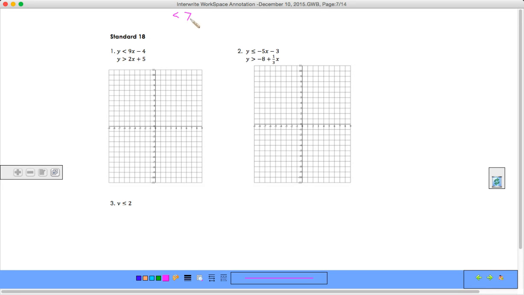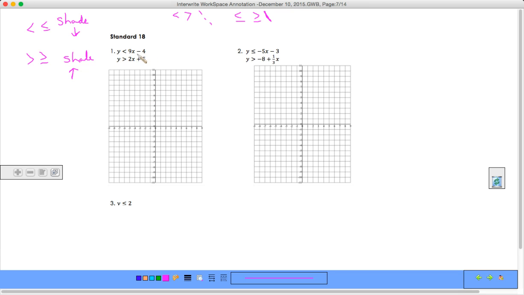So let's write a little note. If it's either one of these, it's a dotted line. If you have the or equal to part, it's a solid line. Then, if it's less than or equal to, you're going to shade down. So that's where the y values are less. If it's greater than or equal to, you're going to shade up, because y is greater than that, and the y values are higher above.